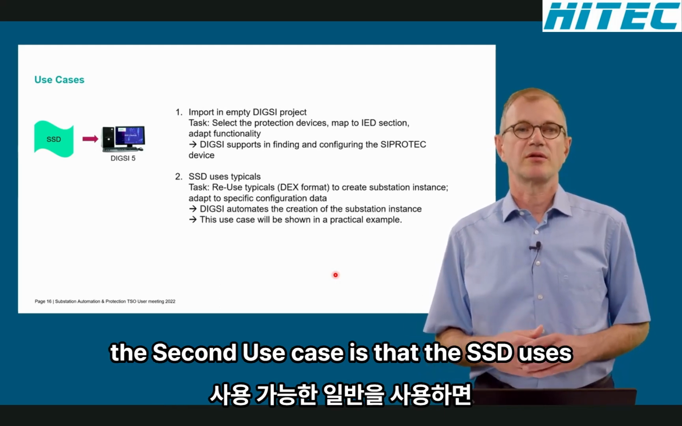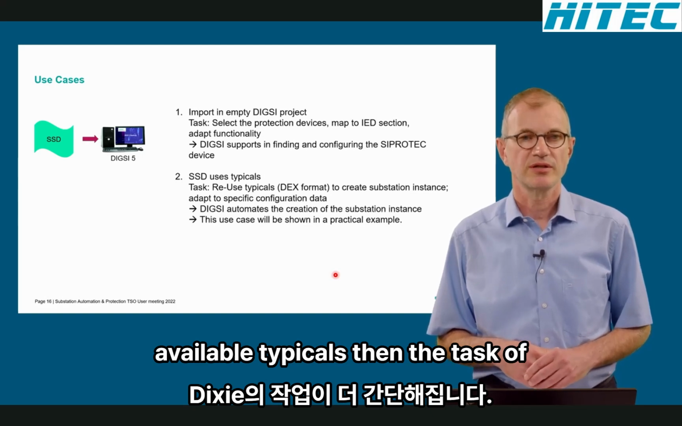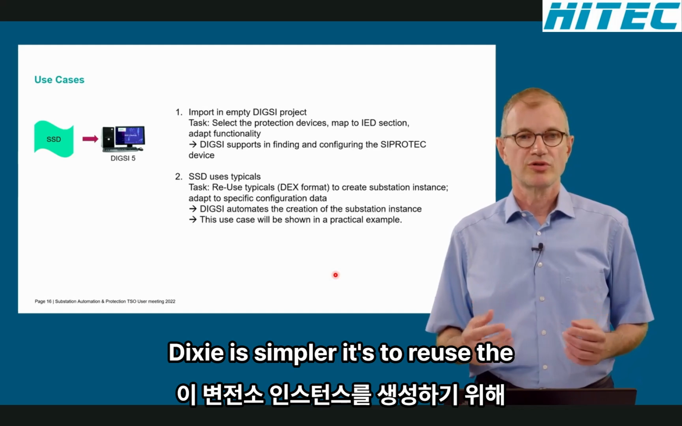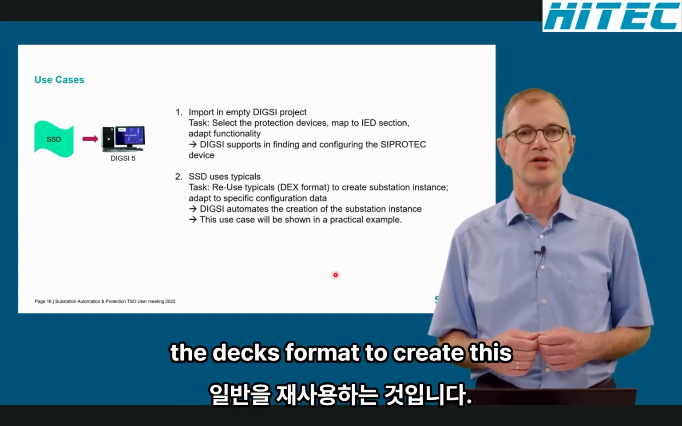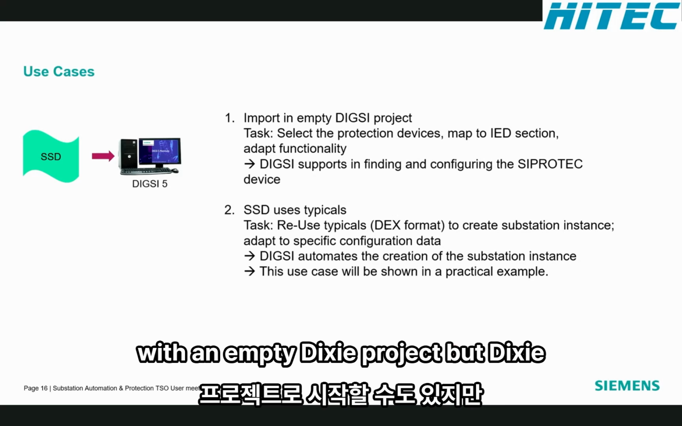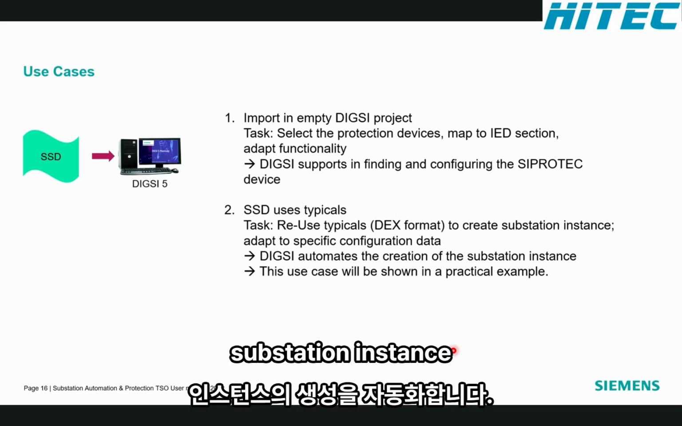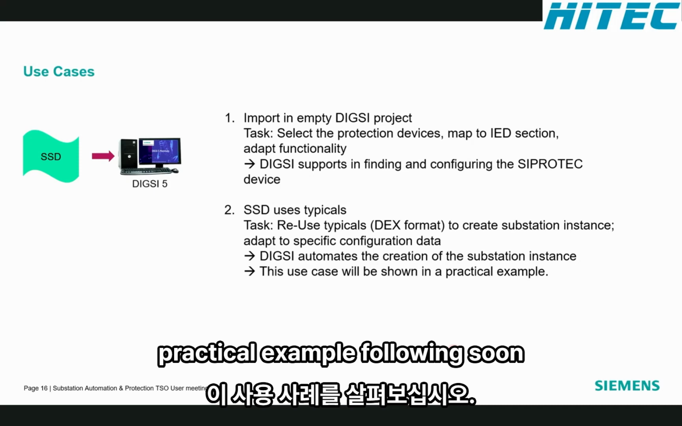The second use case is that the SSD uses available typicals. Then the task of DIGSI is simpler. It's to reuse the typicals, which should be available in the DIGSI format, to create this substation instance. You can also start with an empty DIGSI project, but DIGSI automates then the creation of this substation instance. And we will look at this use case in our practical example following soon.